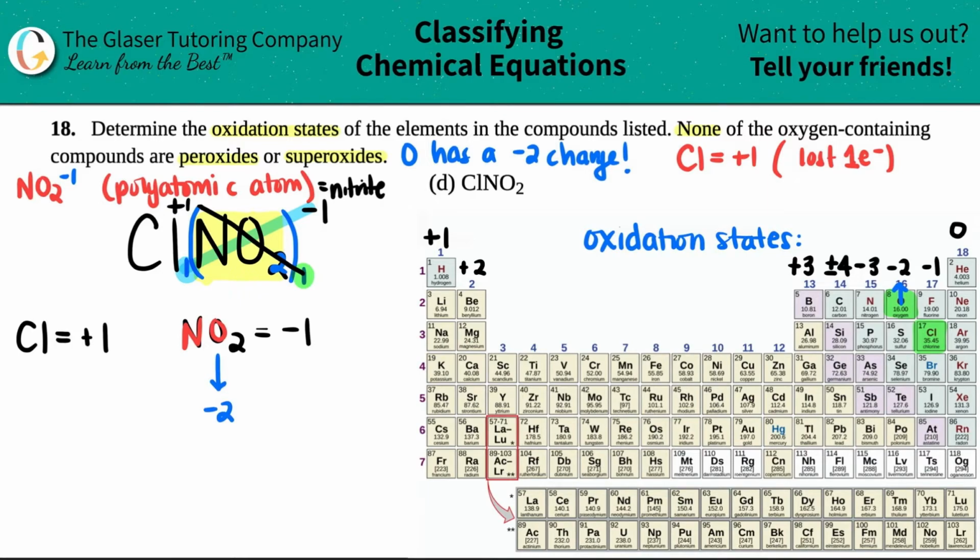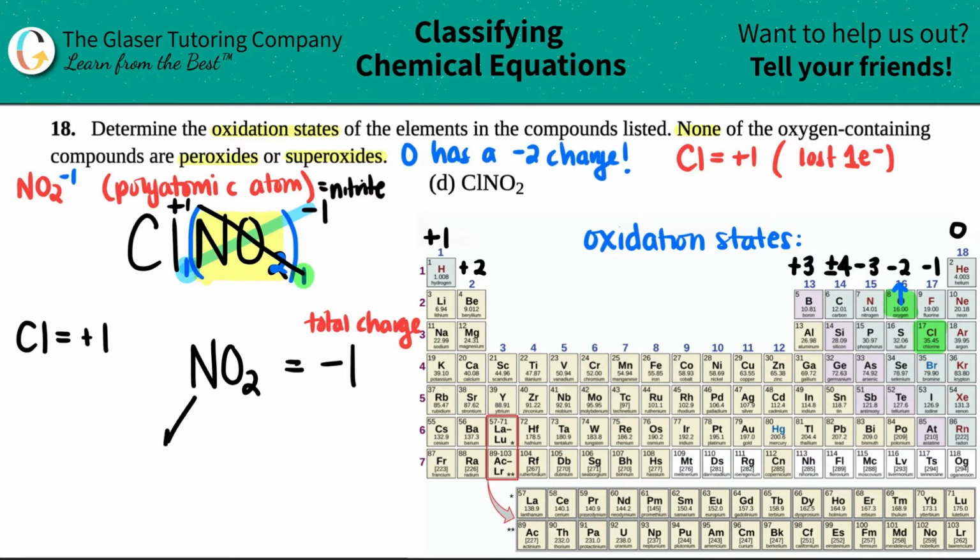Now, remember, and maybe I can just make this a little bigger because we're going to have to do some math. So we have NO2, right? And this all equaled the -1. The -1 is the total charge. So that's super important. This nitrogen plus the oxygen will have to equal the total charge. In this case, it's the -1.